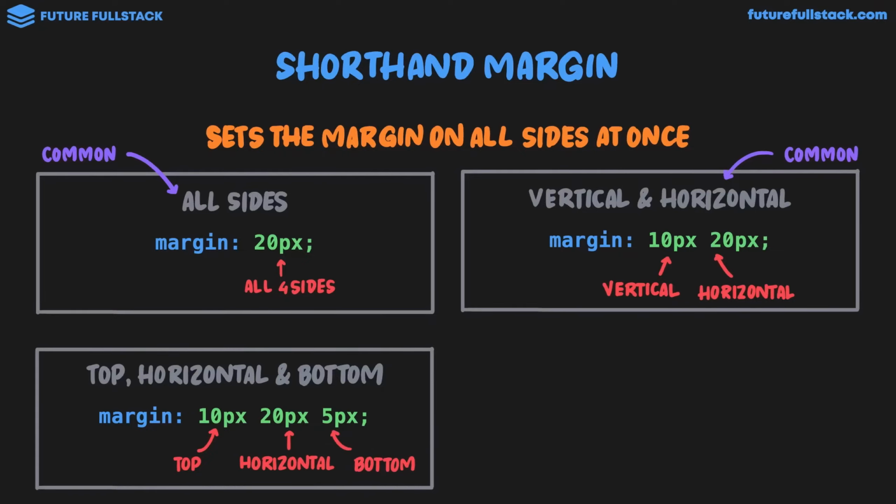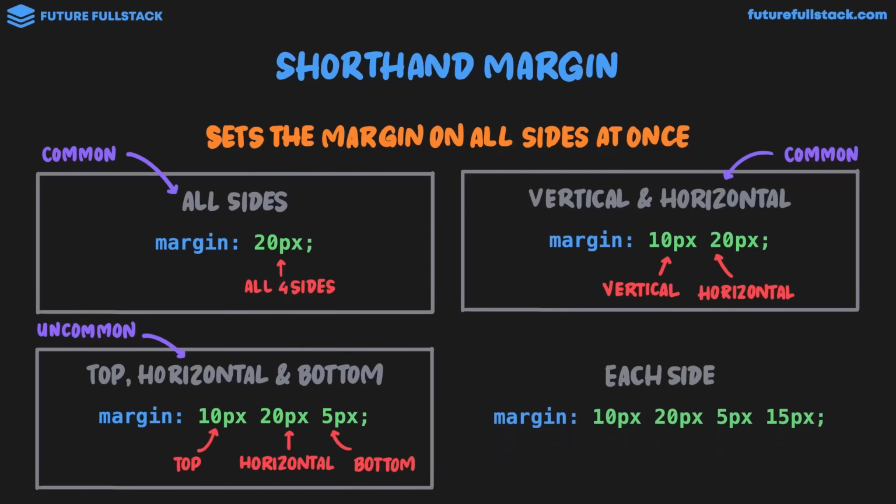Using this is fairly uncommon, so don't worry too much about it. The fourth case is applying margin to each side in one go, and it looks like this. The first value is the top, the second value is the right, the third value is the bottom, and the fourth value is the left. So we're starting at the top and working our way around clockwise.